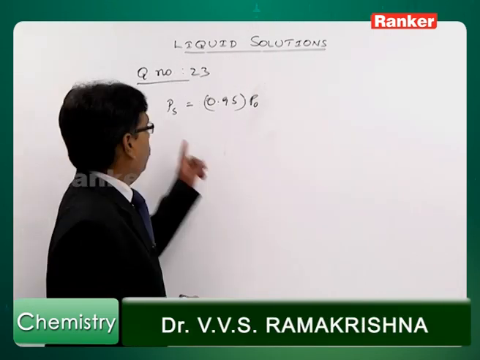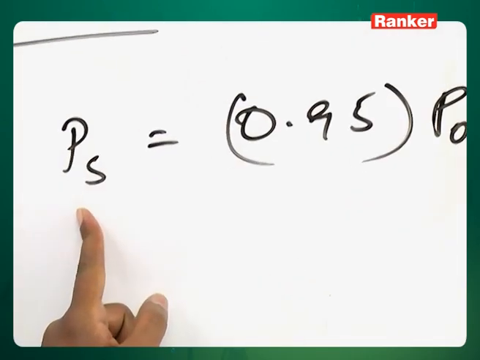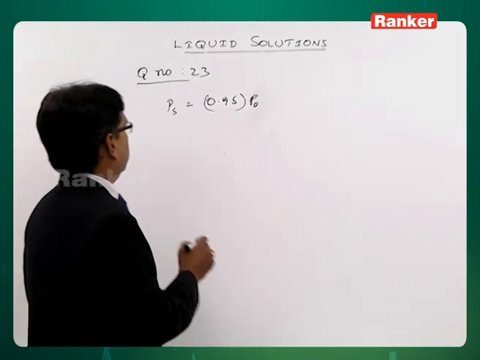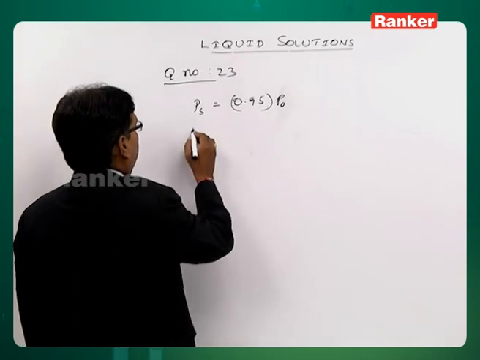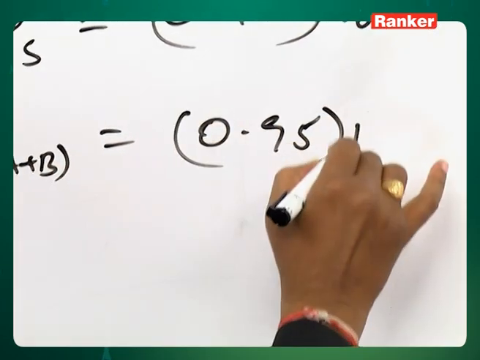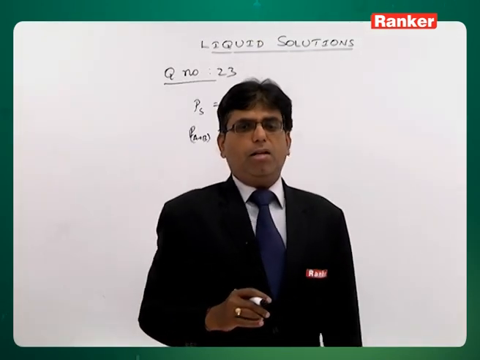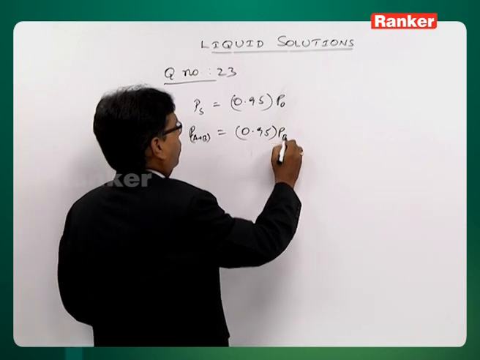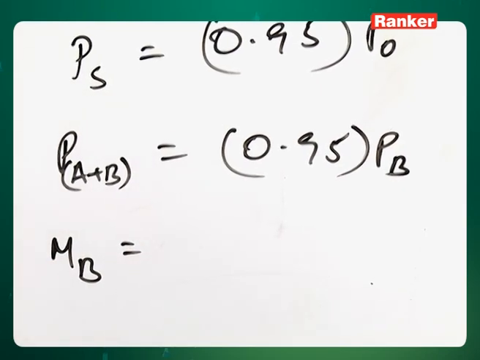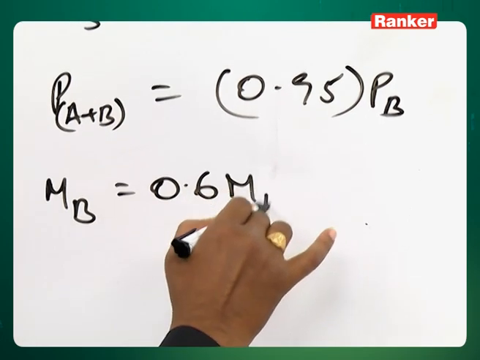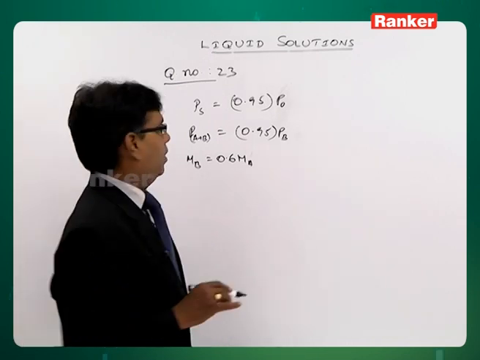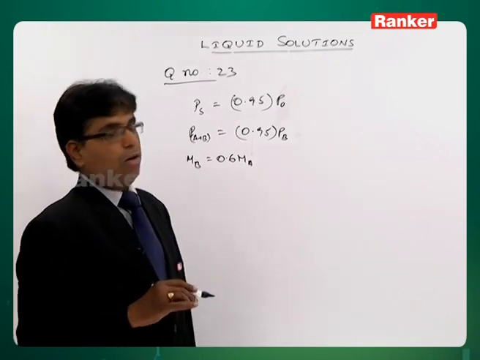The vapor pressure of a solution of a non-volatile electrolyte in a solvent is 95% of the vapor pressure of the pure solvent at the same temperature. Now, if Mb is equal to 0.6 Ma, the vapor pressure of the solution, that is A plus B, is equal to 0.95 of P naught. Non-volatile electrolyte A is the solute and B is the solvent. Then Mb is equal to 0.6 Ma, where Mb and Ma are the molecular weights of B and A respectively. We need the weight ratio of the solvent and solute.